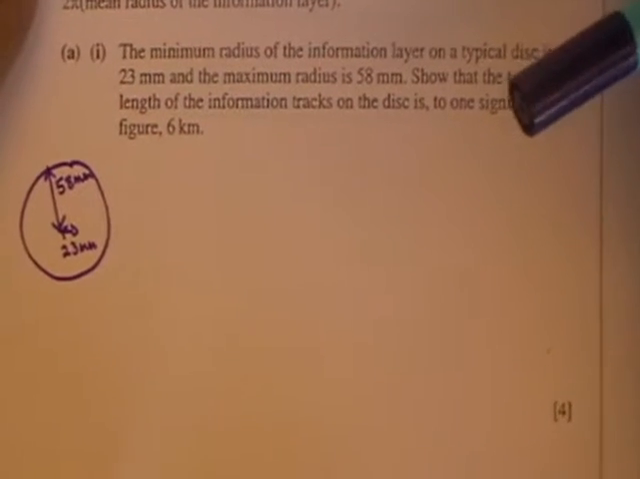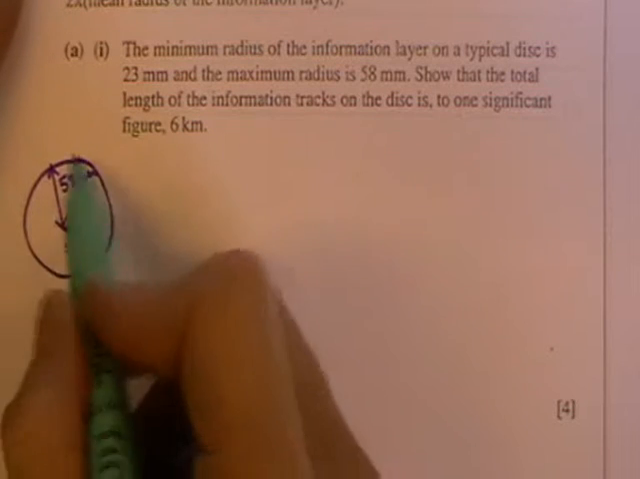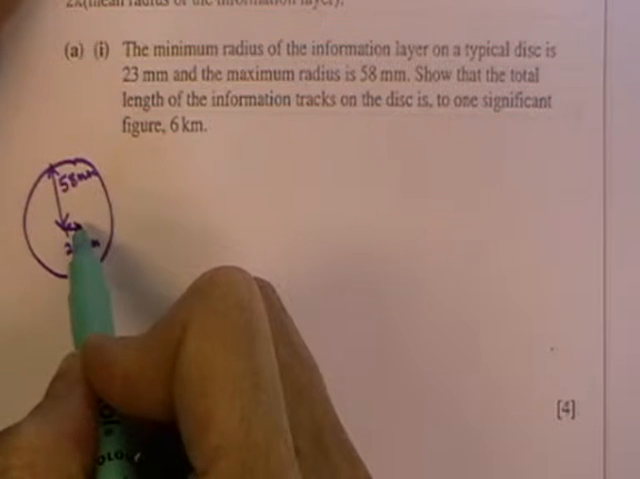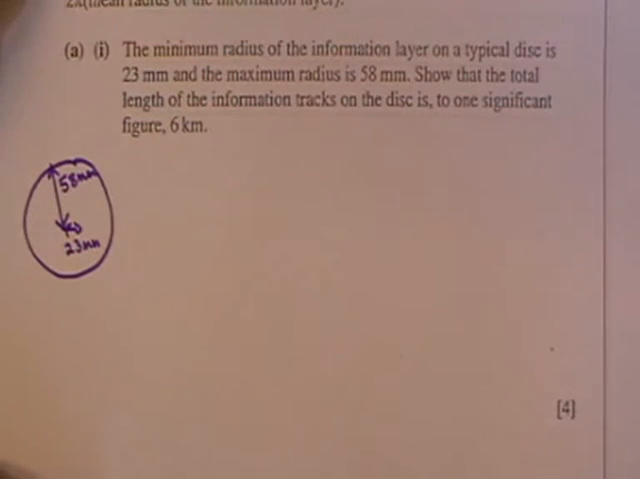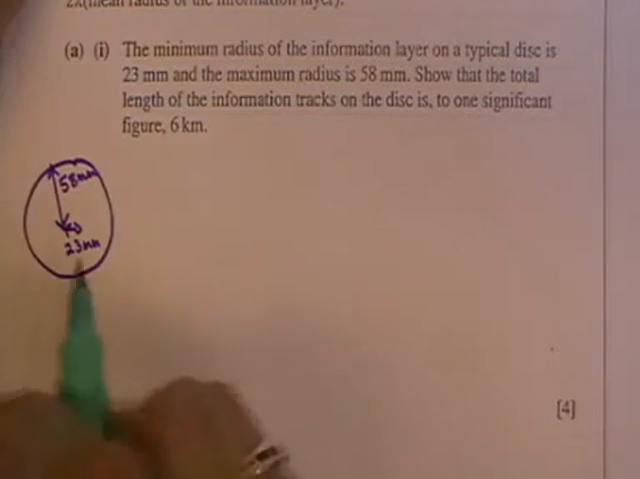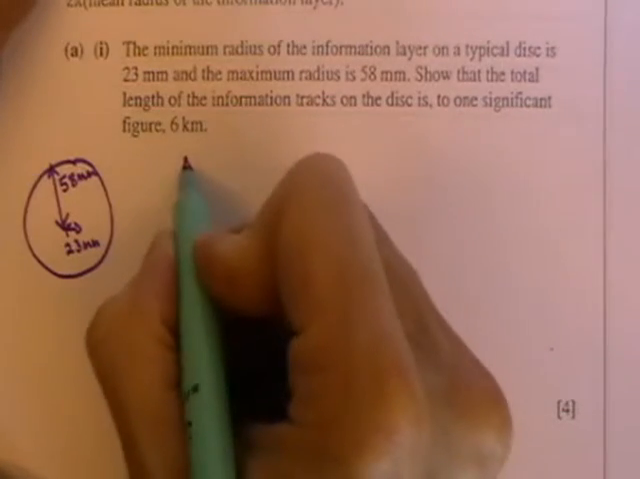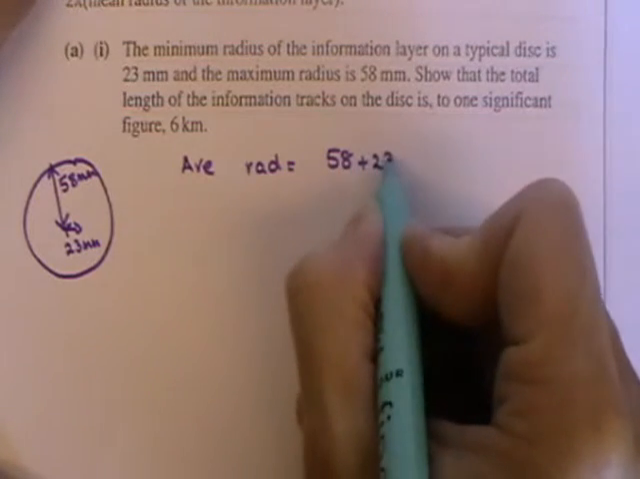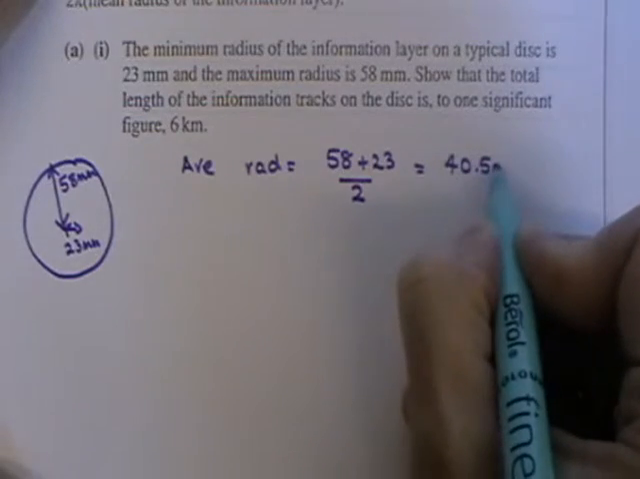Now, the problem is that obviously the radius is going to vary the further out that the laser is reading the information from. And so what you need to find is an average distance for the radius of your information layer, and then multiply that by 21,875. Find the circumference first, of course, and then multiply it by that number. So we're going to find the average radius first, and that's 58 plus 23 divided by 2, and that gives you 40.5, and it's in millimetres.